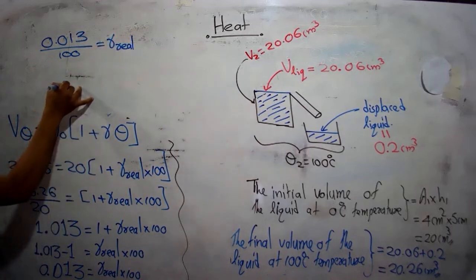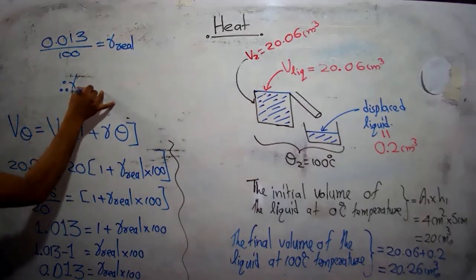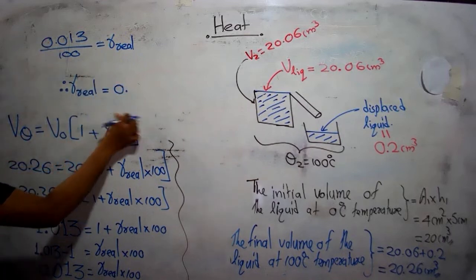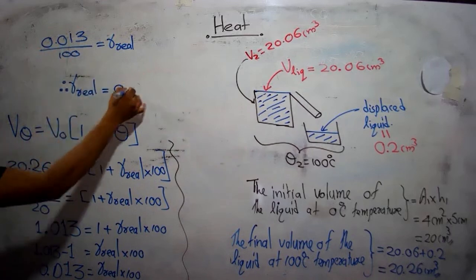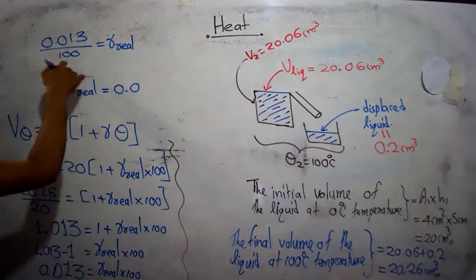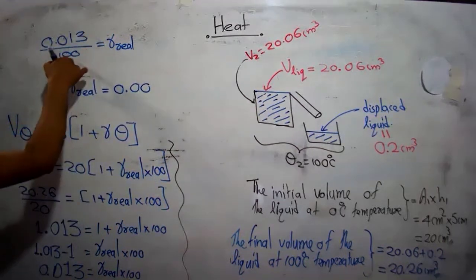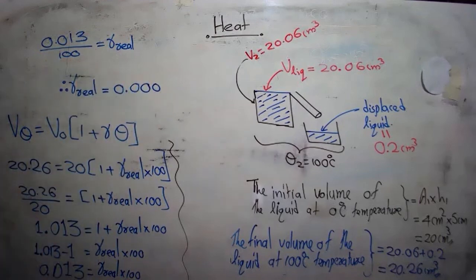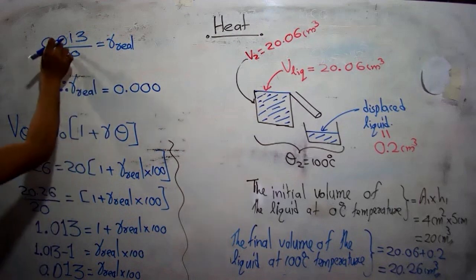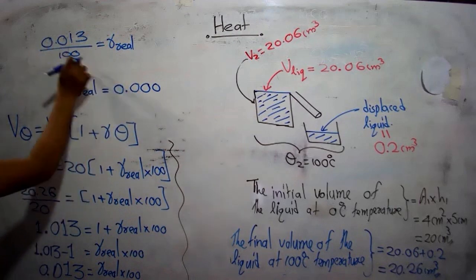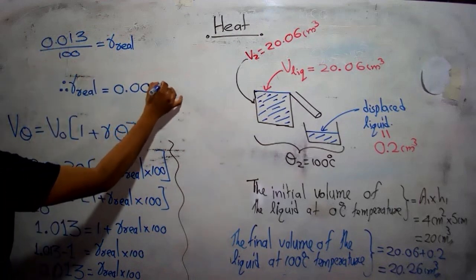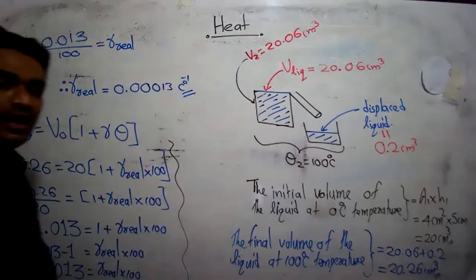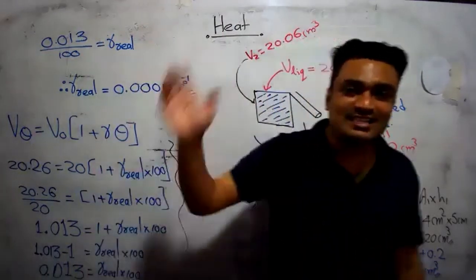So therefore, gamma real equals 0 divided by 100 is 0. 0 divided by 100 is 0. 1 divided by 100 is 0. 3 divided by 100 is 0. Am I right there? If you divide this, two zeros will be added because of the 100. After that, you will get 0.00013. The unit is per degree Celsius. Who got this answer? Anybody in the class?